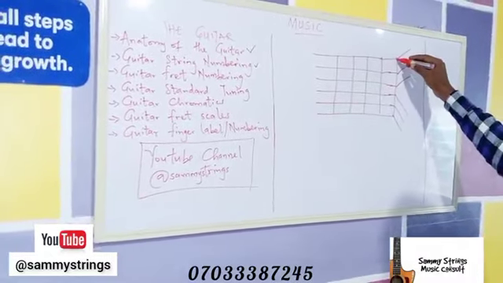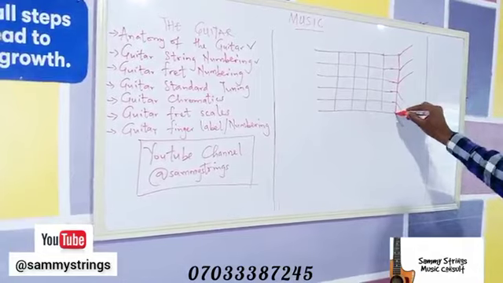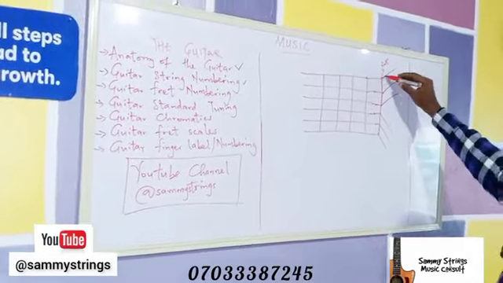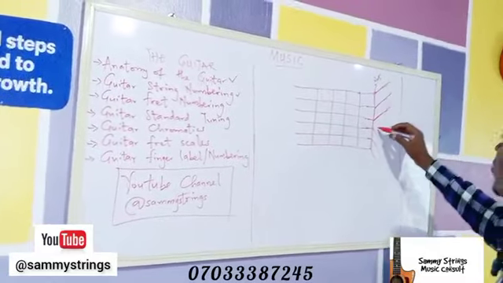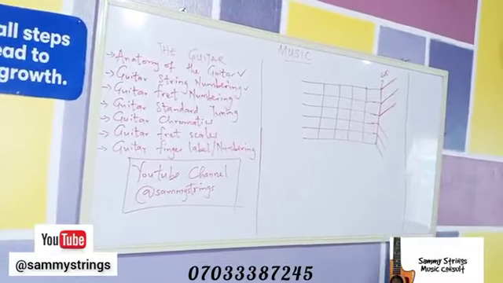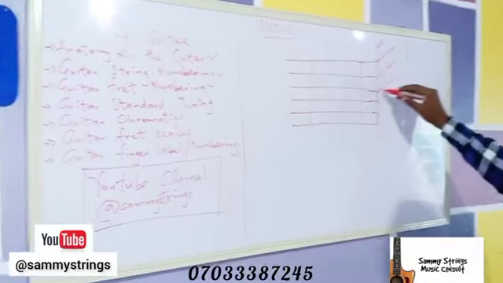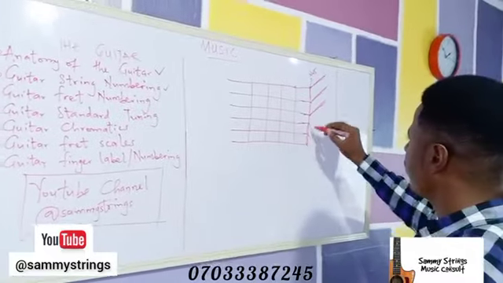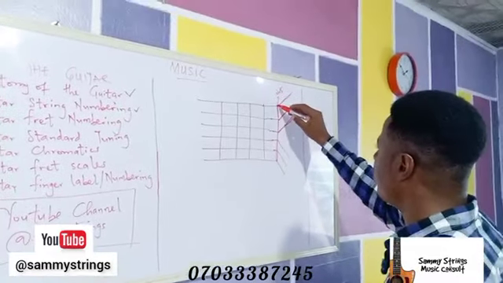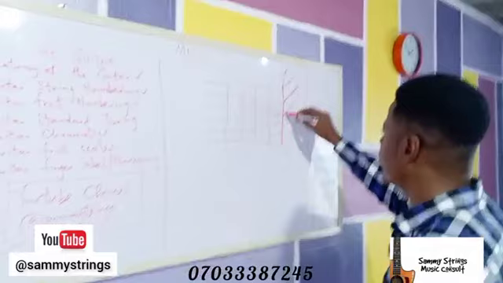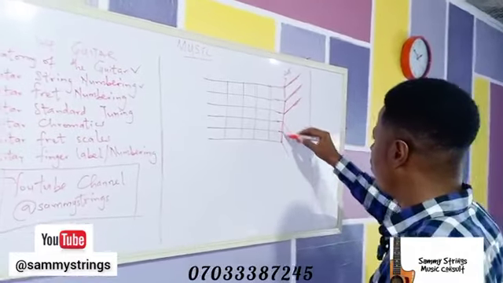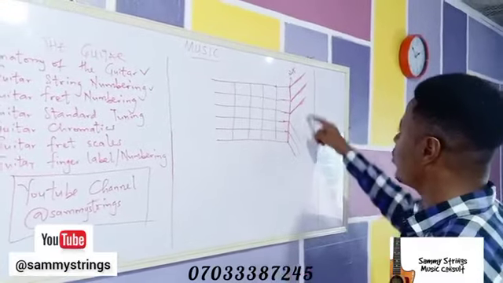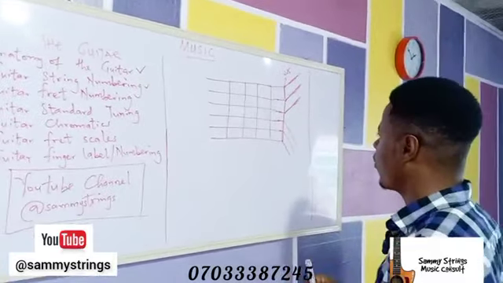Now here, this is my knot. And from here, this is where I might have my string being tied to the ferrule. And this is where I have my string tied. This is the knot. And from the knot, I have my string tied to the ferrule. This represents my strings on the guitar.